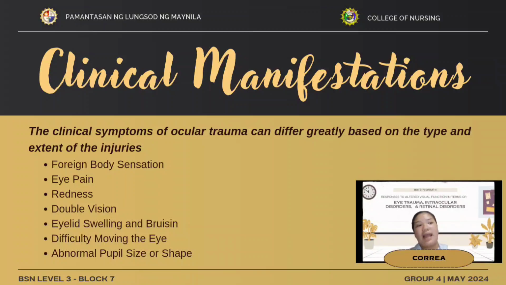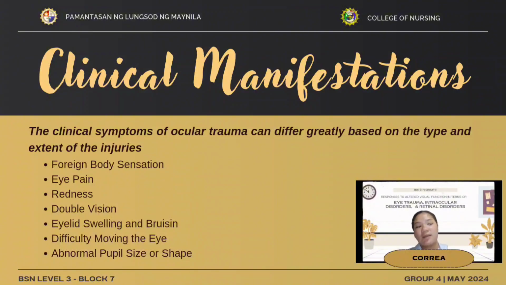Also yung pain in the eyes. Pain in and around the affected eye is a common symptom. It can range from mild discomfort to severe and sharp pain. Next, yung redness. The eye may appear red or bloodshot, which can be a sign of irritation, inflammation, or bleeding.